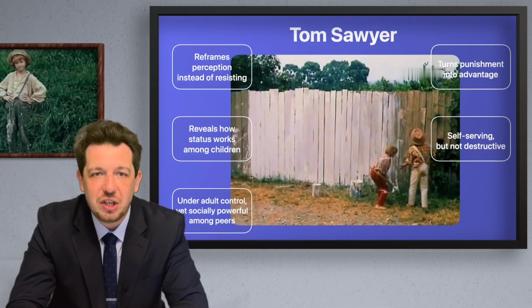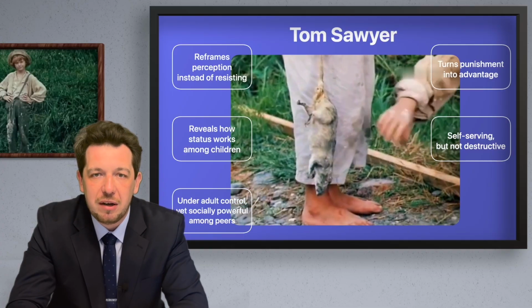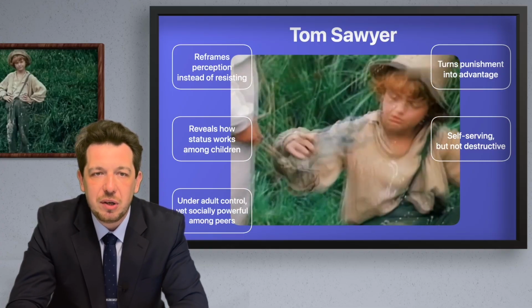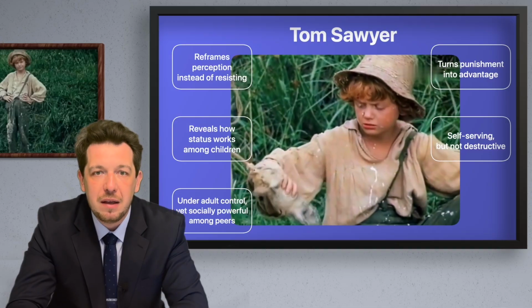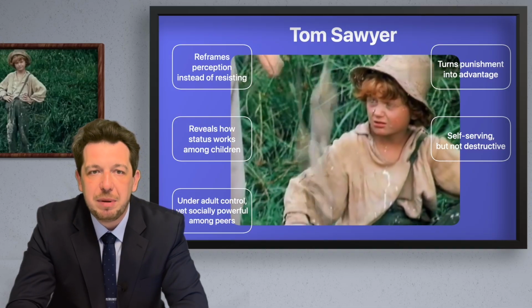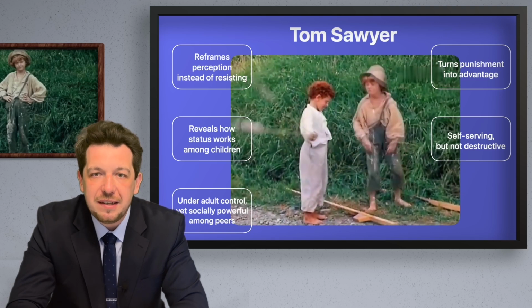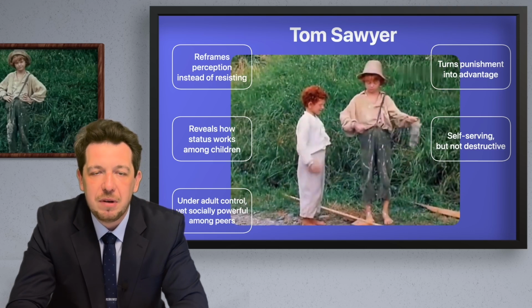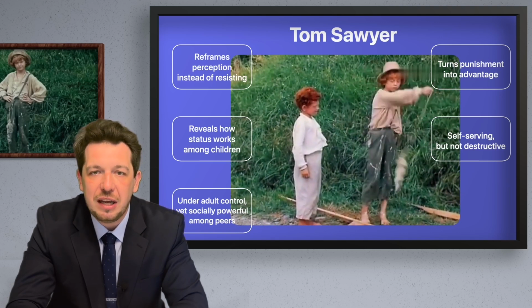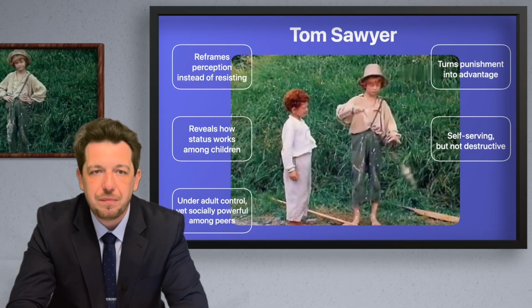Liminal social position. Tom is a child under adult control, yet he is socially powerful among peers. He lives between obedience and rebellion, punishment and prestige. That liminal space gives him room to manipulate. Like Tristan and Odysseus, he operates from below.